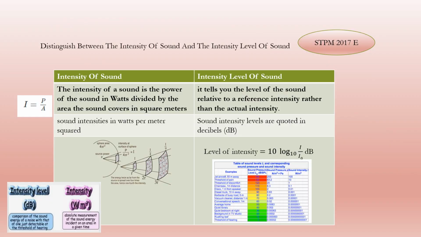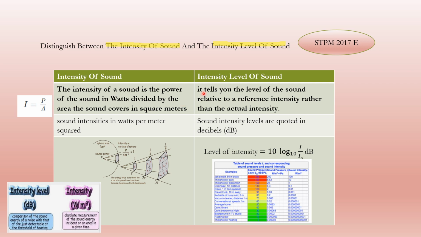Now this question came out in STPM 2017, an essay question. The question asked was, distinguish between the intensity of sound and the intensity level of sound. So these are the differences. Now, what is the intensity of sound? It goes back to the basic formula, which is I equals power over area. So the intensity of a sound is the power of the sound in watt divided by the area covered by the sound in square meter.